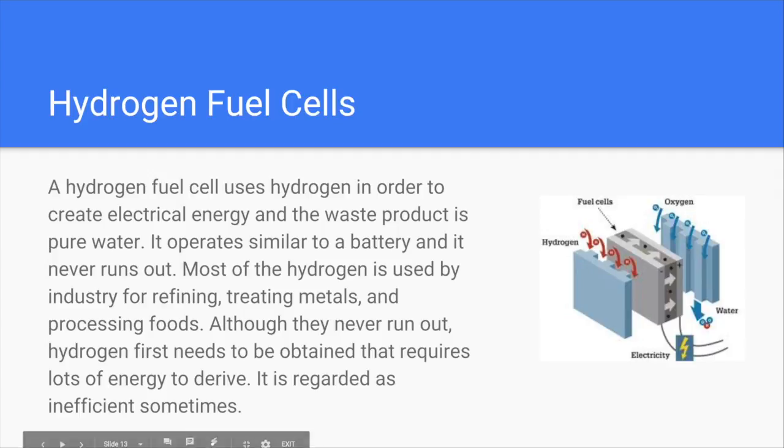Another type of renewable energy is hydrogen fuel cells. Hydrogen fuel cells use hydrogen in order to create electrical energy, and the waste product is pure water. It operates similar to a battery and it never runs out. Most of the hydrogen is used by industry for refining, treating metals, and processing food. Although they never run out, hydrogen first needs to be obtained, which requires lots of energy. It is regarded as inefficient sometimes.